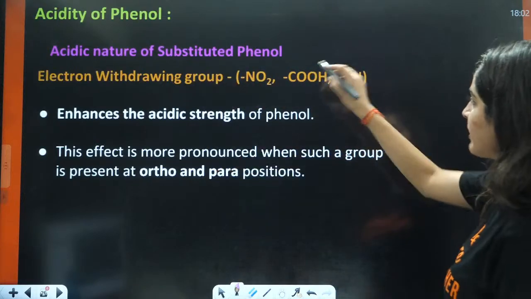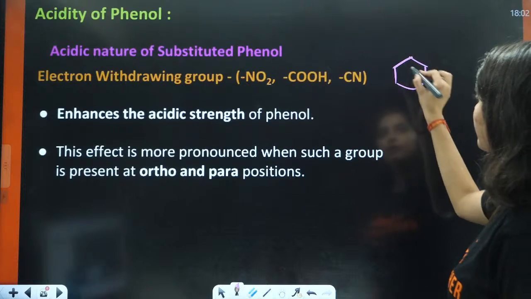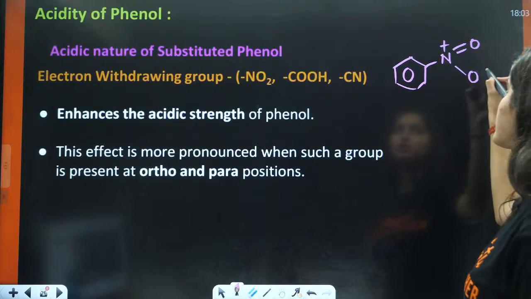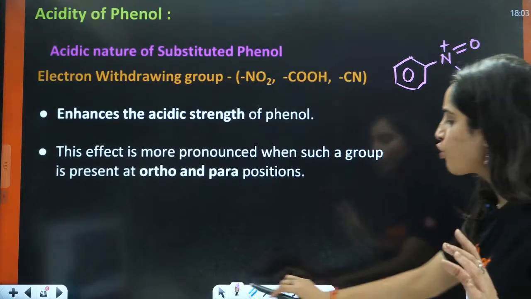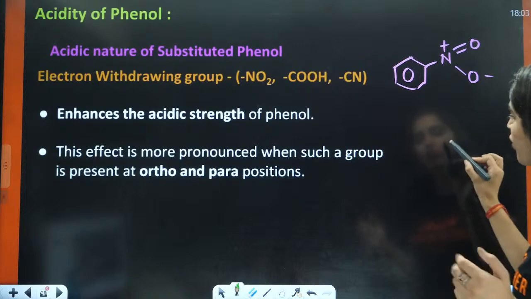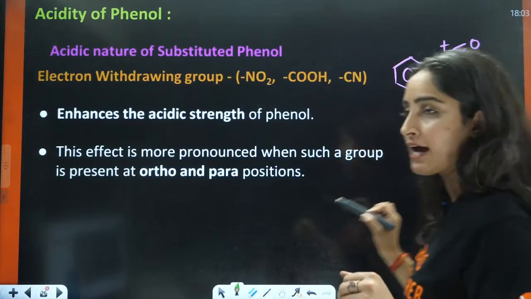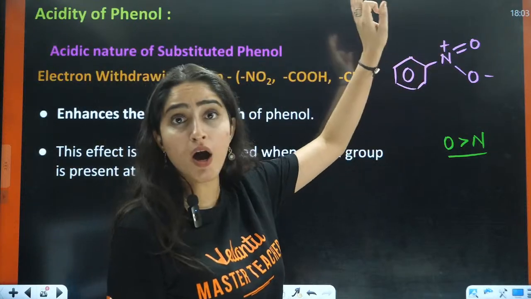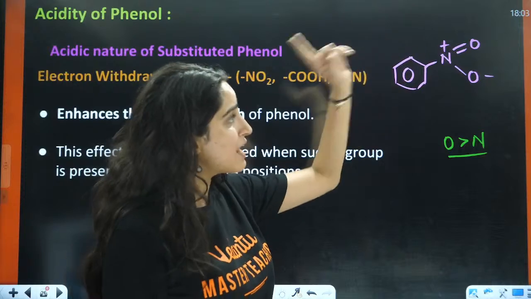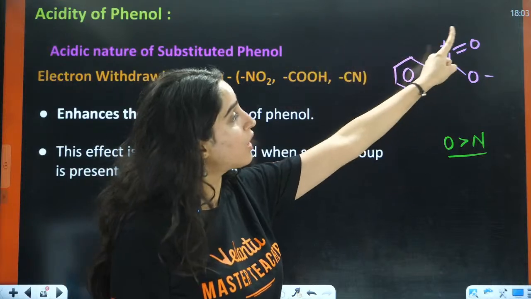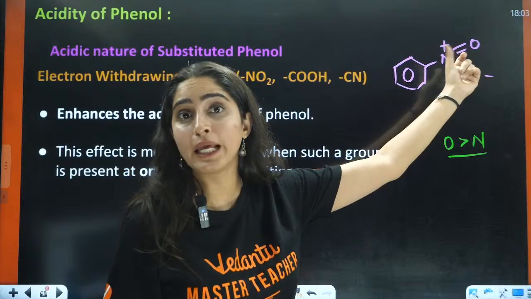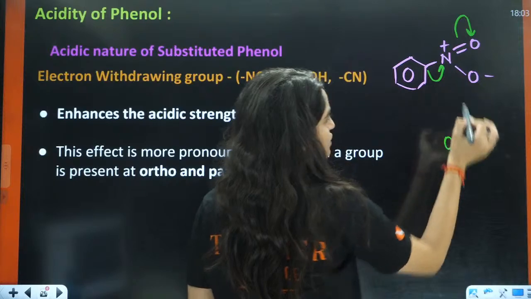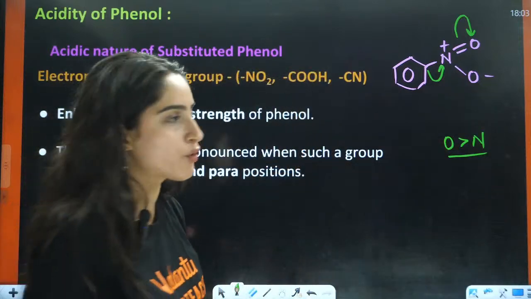Why? Because tell me one thing, this NO2 means this thing. You will have something like this: N double bond O, this is O, this is positive, this is negative. So basically, as you know, oxygen is more electronegative as compared to nitrogen. That means this benzene ring is attached to an atom which is less electronegative as compared to the atom to which it is doubly bonded, right? That is why it is going to take out electrons from here. Definitely it is electron withdrawing in nature.